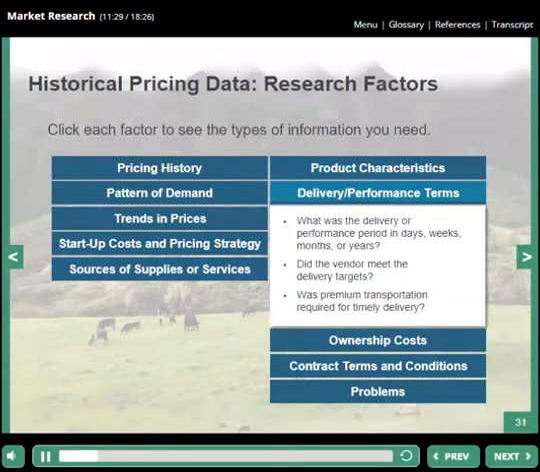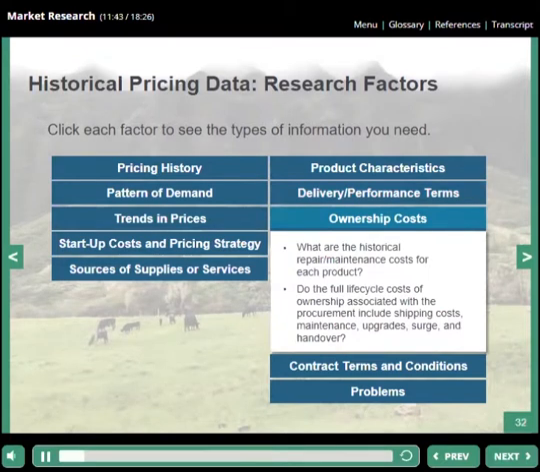See if you can find out what the delivery or performance period was in days, weeks, months, or years. Then see if the vendor met the delivery targets. You may also want to consider whether premium transportation was required for timely delivery. When considering ownership costs, you may want to compare the historical repair and maintenance costs for each product. In this comparison, find out if the full lifecycle costs of ownership associated with the procurement include shipping costs, maintenance, upgrades, surge, and handover.